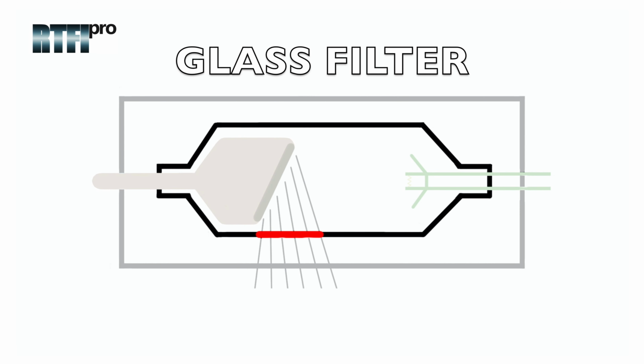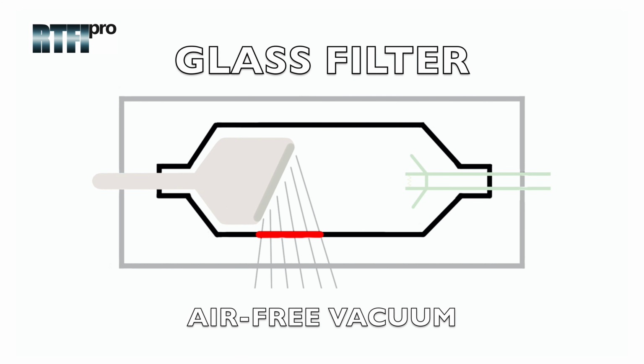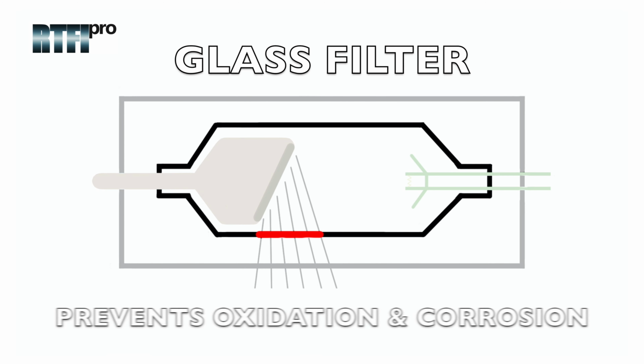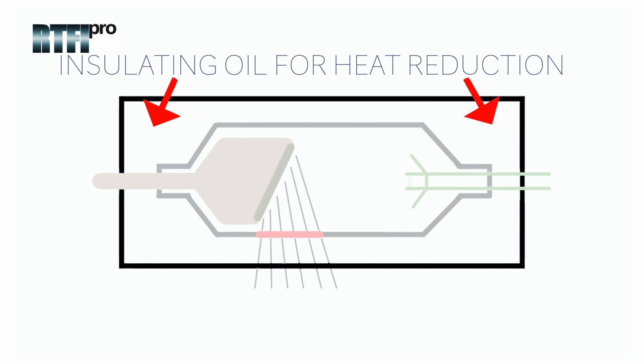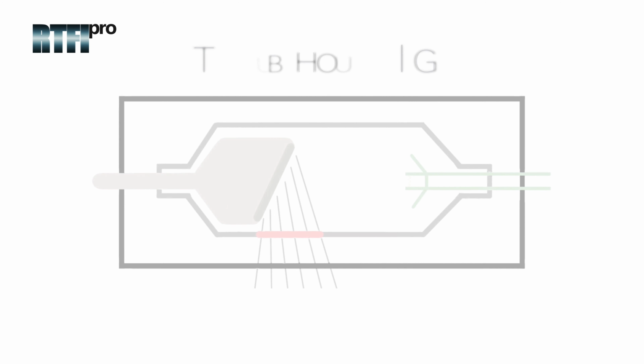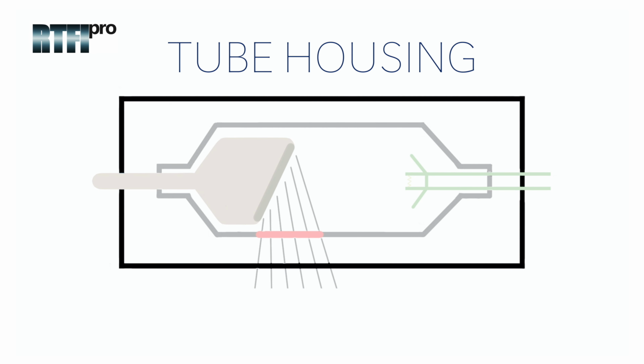Glass filter. Both the anode and the cathode are surrounded by the glass envelope, which purpose is to create an air-free vacuum around the tube, to prevent oxidation and corrosion. The complete glass housing is enclosed with an insulating oil or other cooling method, which is used to reduce the heat.